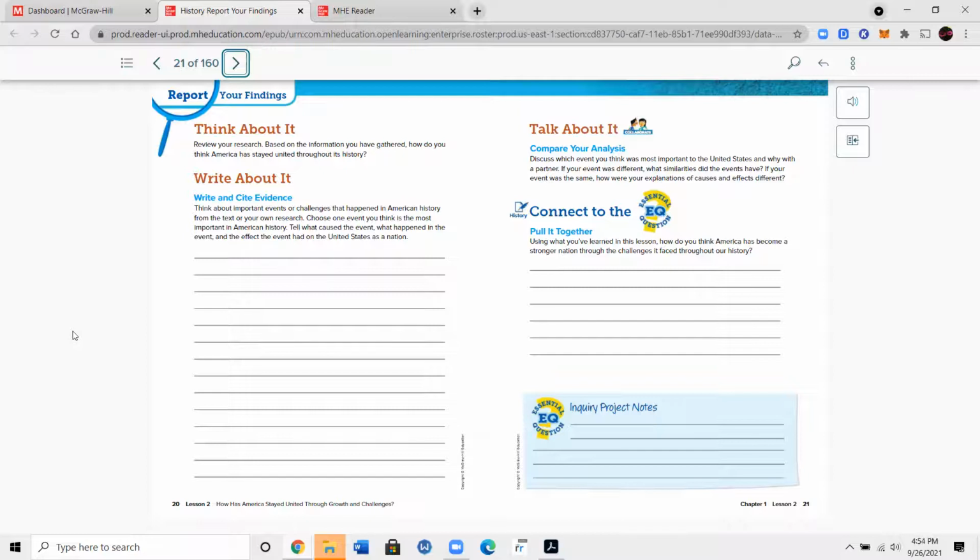Once you're done with that, for page 21, using what you've learned in the lesson, how do you think America became a stronger nation through the challenges it faced throughout history? Please make sure for both of these sections that you are using complete sentences, really clear handwriting, and using your text evidence. If you have any questions, definitely let me know.